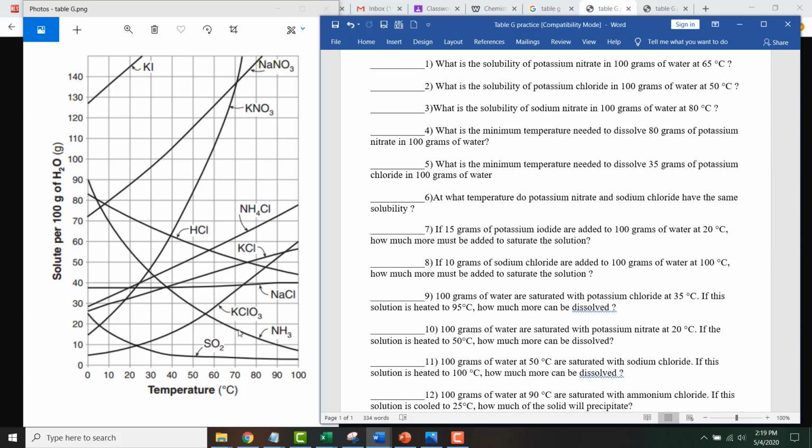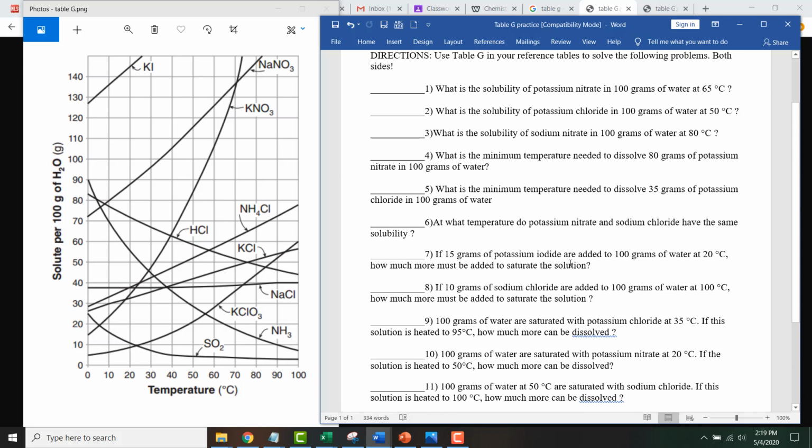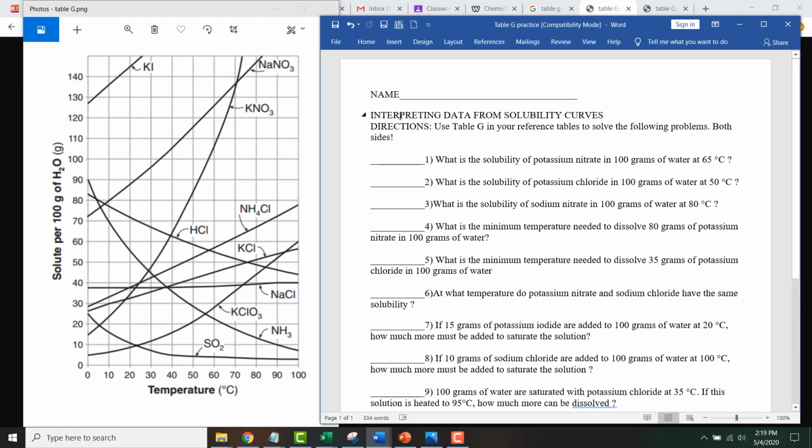So the activity that you have through here, there are 15 questions. I'm going to do a few of each kind of style so that by the time you're done, you'll have about 11 or 12 left to fill in. This is the worksheet you should have downloaded or you have access to in Google Docs, interpreting data from solubility curves. Again, use Table G.